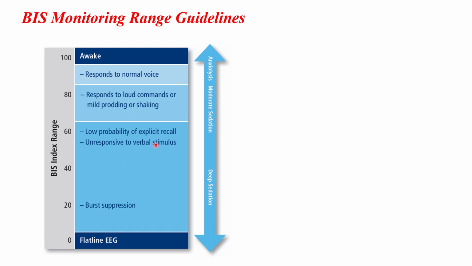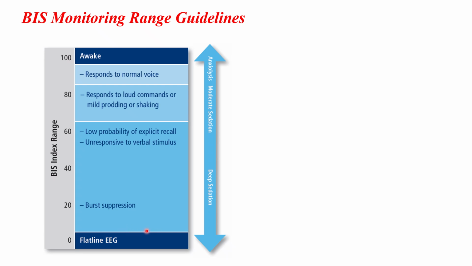So this is the safe zone to target for most surgeries. Below 40 is very deep sedation. Brain activity is very low, with a burst suppression pattern, and the patient is deeply sedated here. And next is zero, a flatline EEG, indicating the deepest possible sedation or brain death.